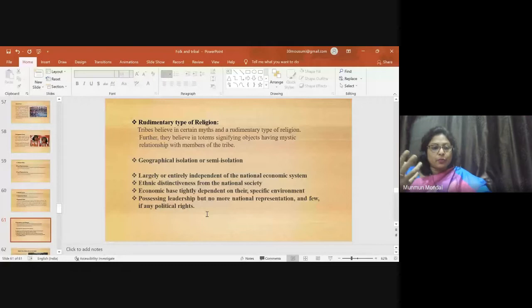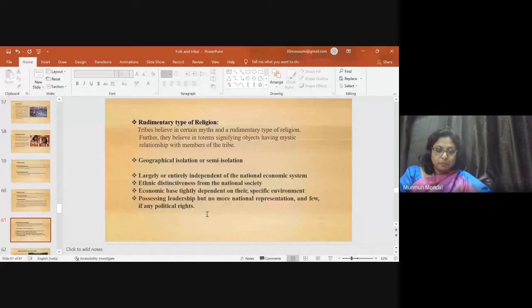Geographical isolation or semi-isolation plays a very important role in this regard. Why? Because, as I have already mentioned, all these are very much interrelated. And this kind of isolation has given them the feeling to keep themselves united in war and peace. That is also a very important part of them.